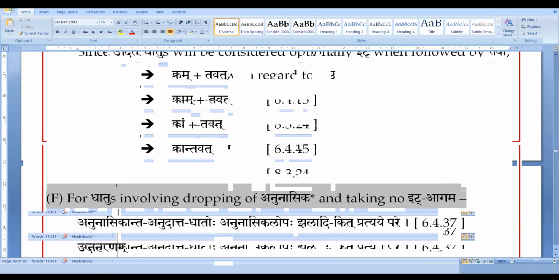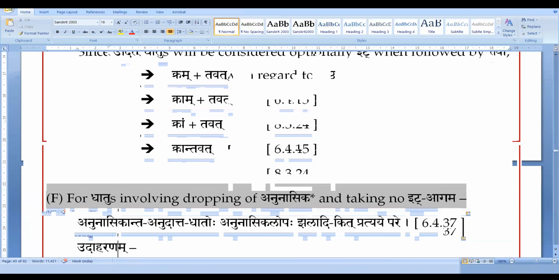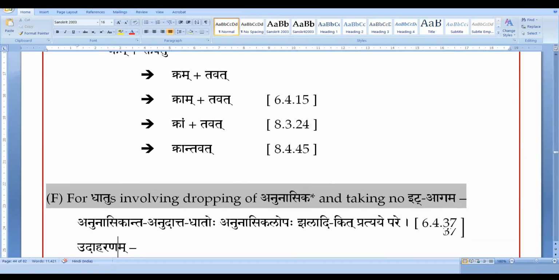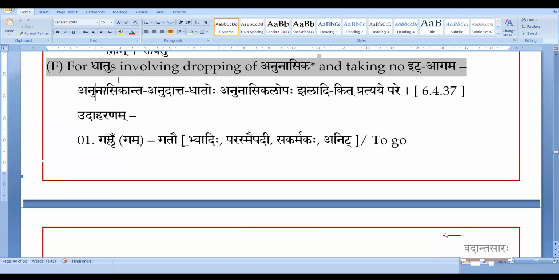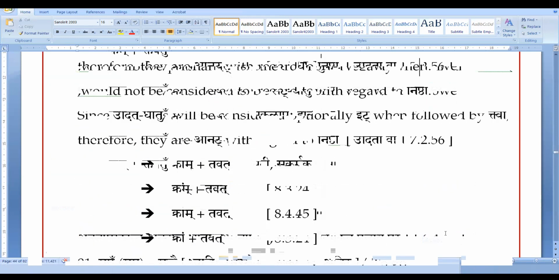The next category where we have dhatus which are Anunasikanta, what happens? Lopaha. That is, Anunasikanta, Anudatta dhatu. Anudatta dhatu means what? Anit. Yes or no? Yes. Anudatta dhatu, the sutram itself mentions it: dhatus having an anunasika letter at the end, and which are anudatta. What about the dhatus here? Are they all anudatta?